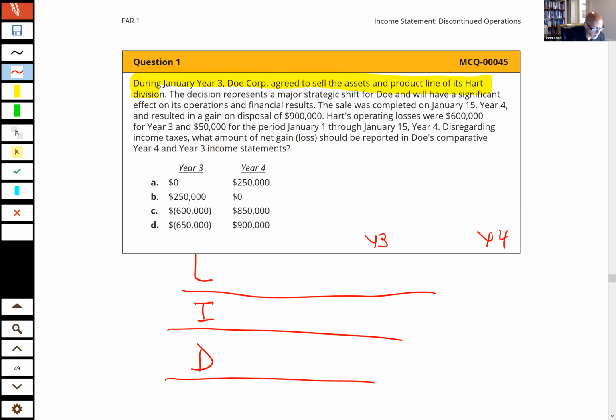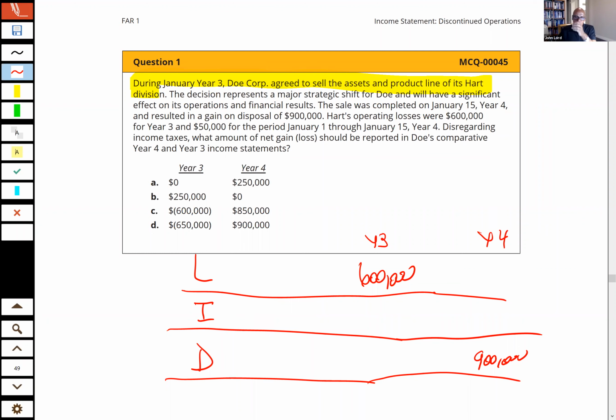Okay. So they say the sale was completed on January 15th, year 4, and resulted in a gain on disposal of $900,000. Well, there's my D in LID, and I'm just going to put that in the period in which it occurred, $900,000. That first paragraph is what I'm applying here to a large extent, right? Hart's operating losses were $600,000 for year 3. Okay. I don't argue with the question. I take the energy of the question. I use the ninja approach to answer the question.